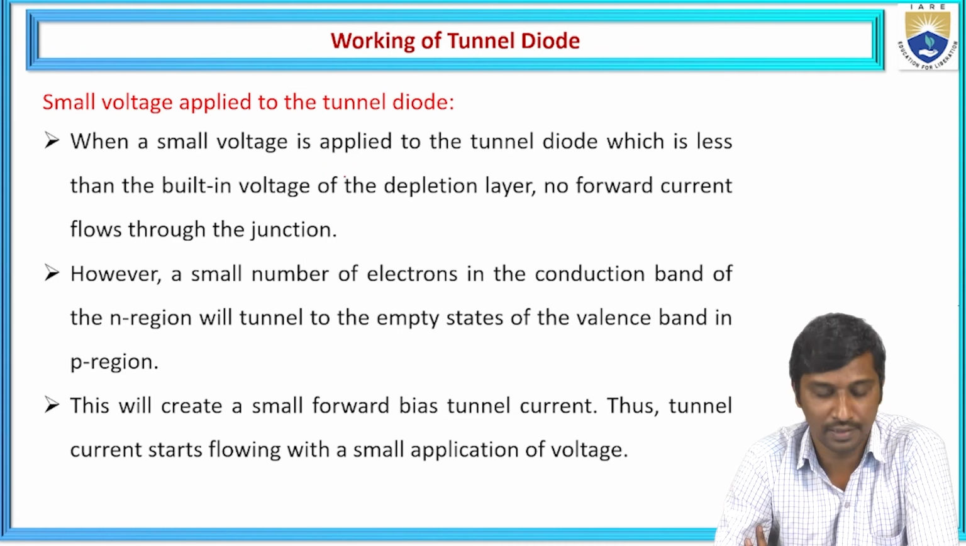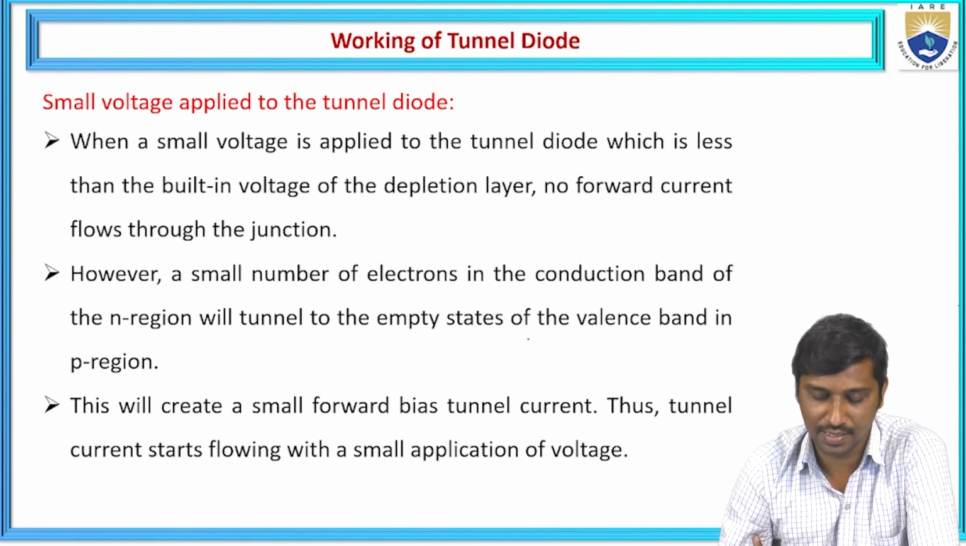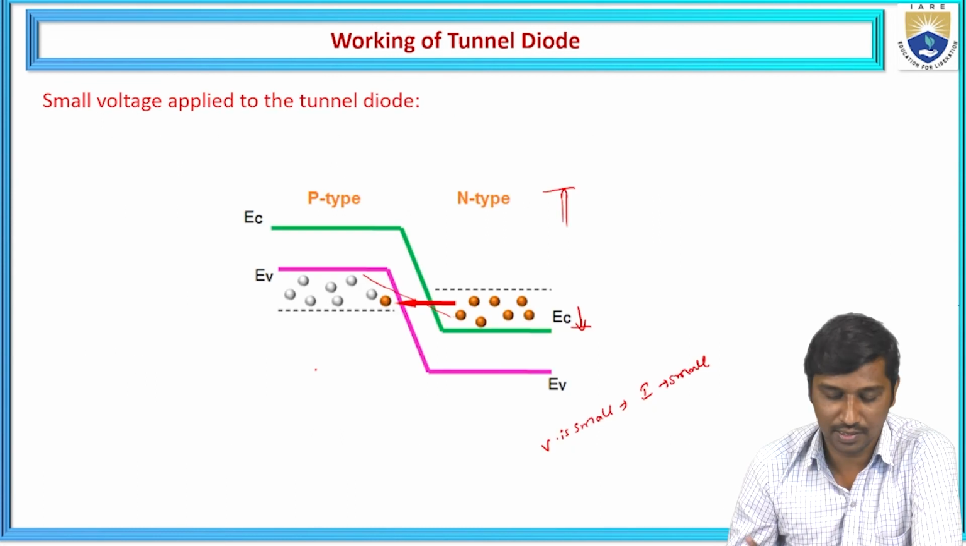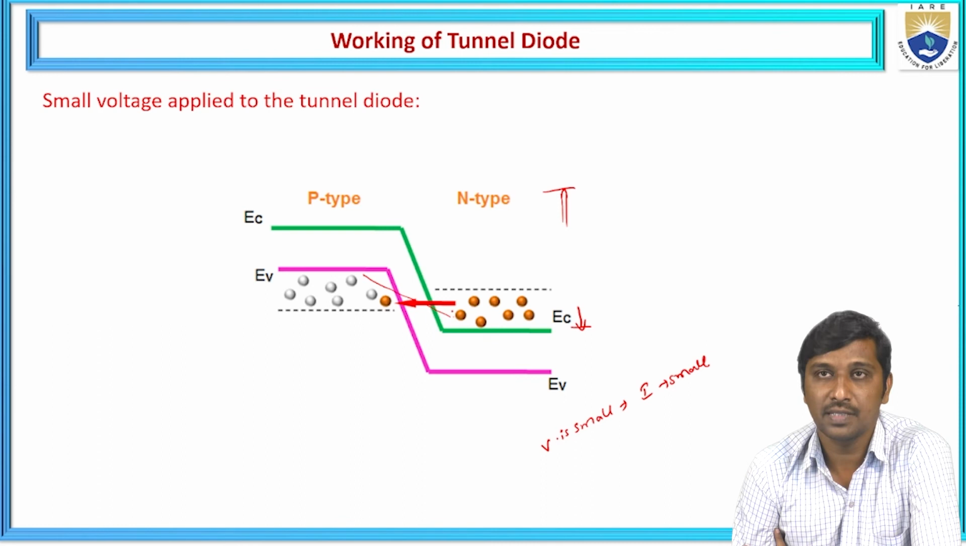That is the reason for what we observe when a small voltage, less than the built-in voltage of the depletion layer, is applied to the tunnel diode. No forward current flows across the junction. However, a small number of electrons in the conduction band of the N region will tunnel to the empty states of the valence band. But we are applying a very small voltage.